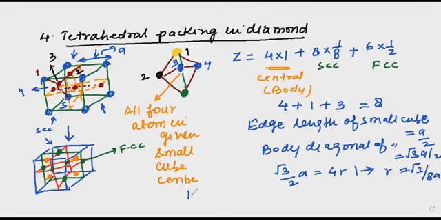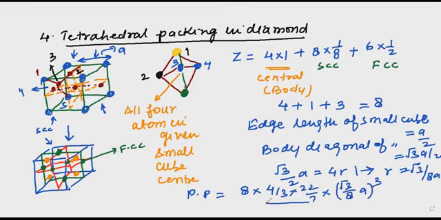Now very clearly we find out the packing percentage. Rank is coming 8, 4 by 3, 22 by 7. R value is root 3 by 8 A, into thrice, upon volume, which is a cube, into 100. That one is coming, you see, at 34%. Packing is coming 34% in tetrahedral packing in a diamond.